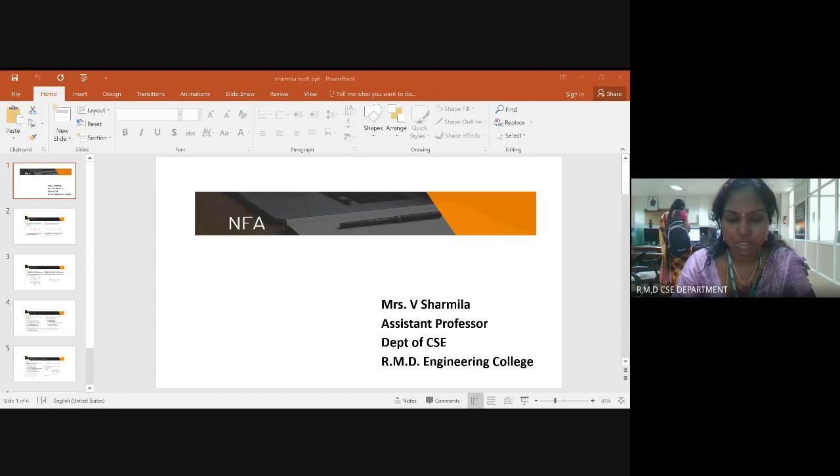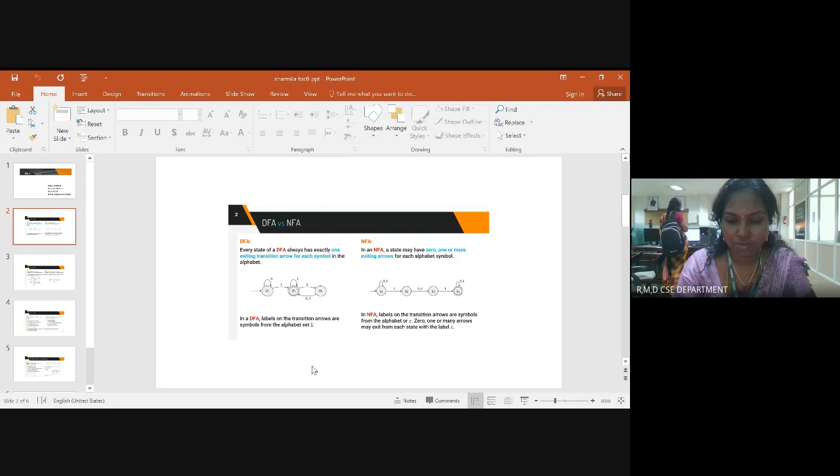Non-deterministic finite automata involve the tuples. What is the difference between NFA and DFA? Every state of a DFA always has exactly one existing transition arrow for each symbol in the alphabet. So there is exactly one transition from one state to another state, that is a DFA.